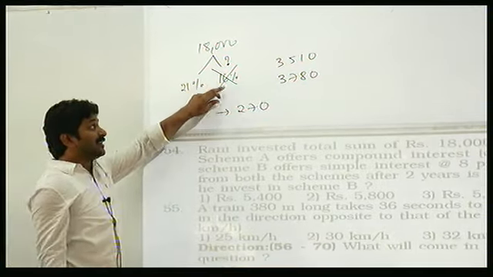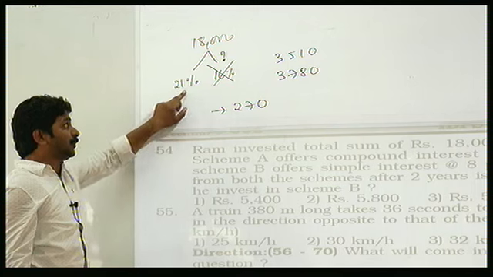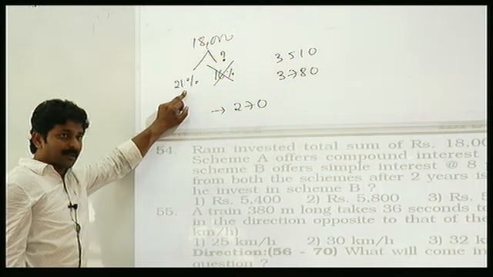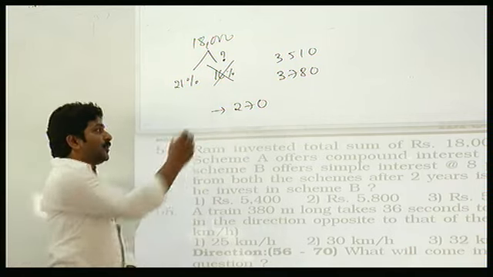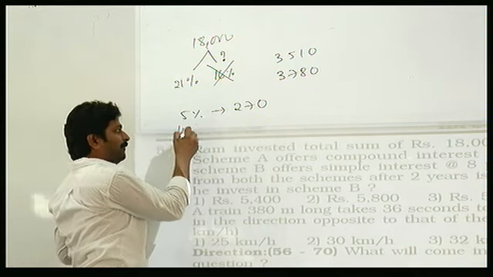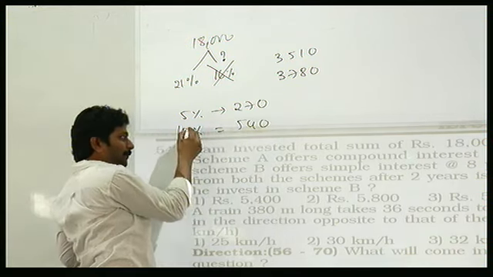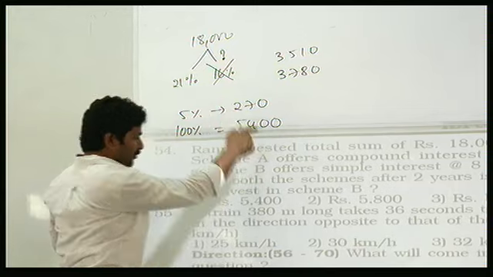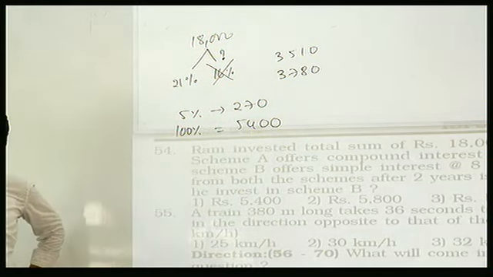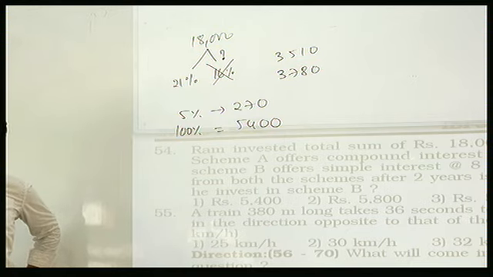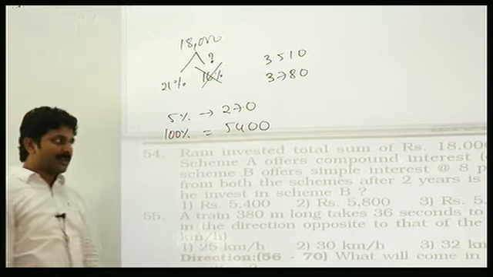Because in Scheme B we will get 16%, but instead of that we have converted it to 21%. So the value increased by 5%, hence we are getting 270 extra. So 5% is equal to 270, 10% is equal to 540, 100% is equal to 5,400. So this is what is invested in Scheme B. That is the reverse method. You can even go for allegation.